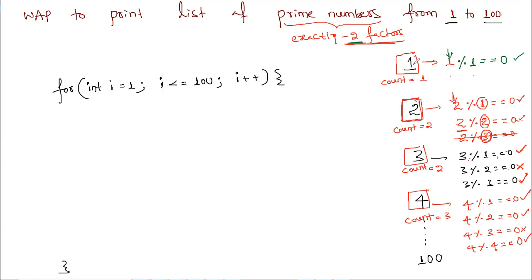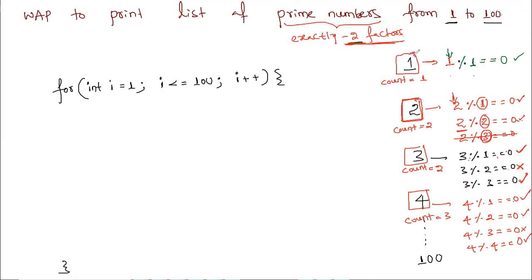So with this understanding, we have to conclude that 2 is a prime number, 3 is a prime number, which we are aware of, whereas 1 is no because it's less than 2 factors, and 4 is also no because it's more than 2 factors. So now for the same thing, I am going to write the next loop.